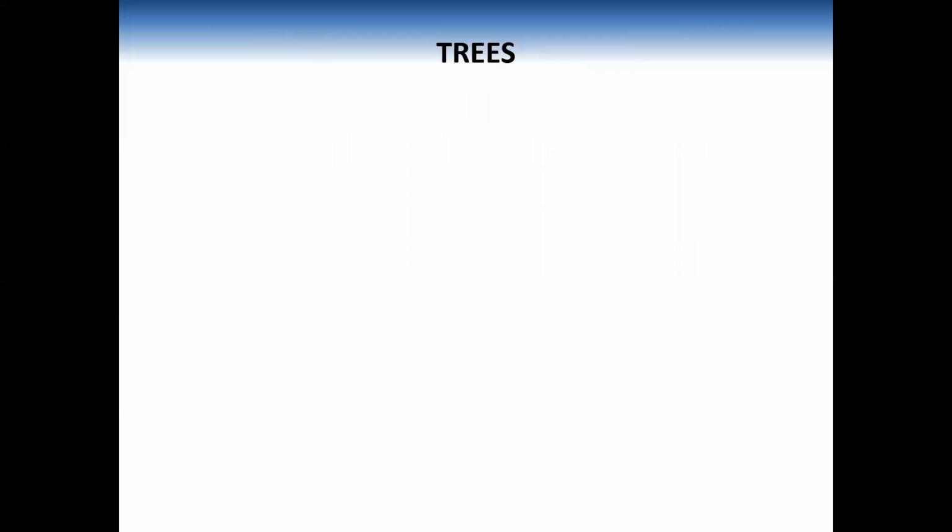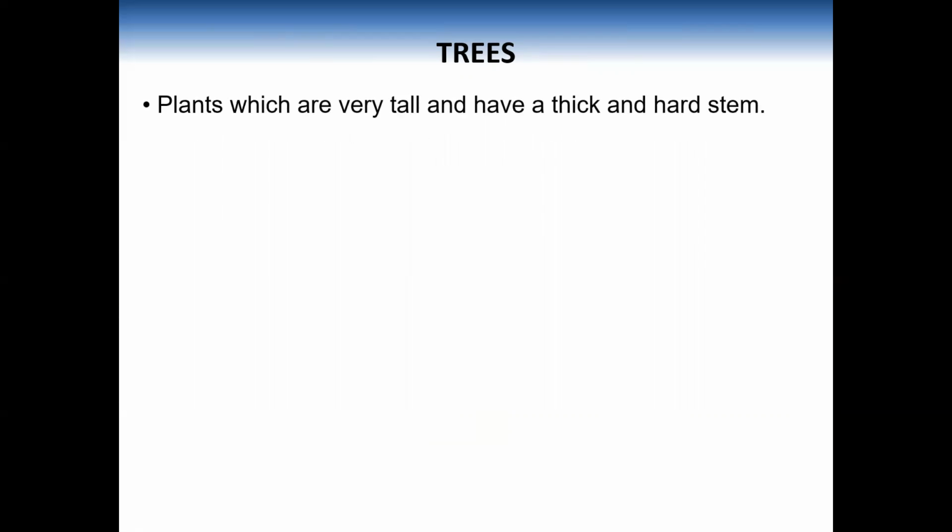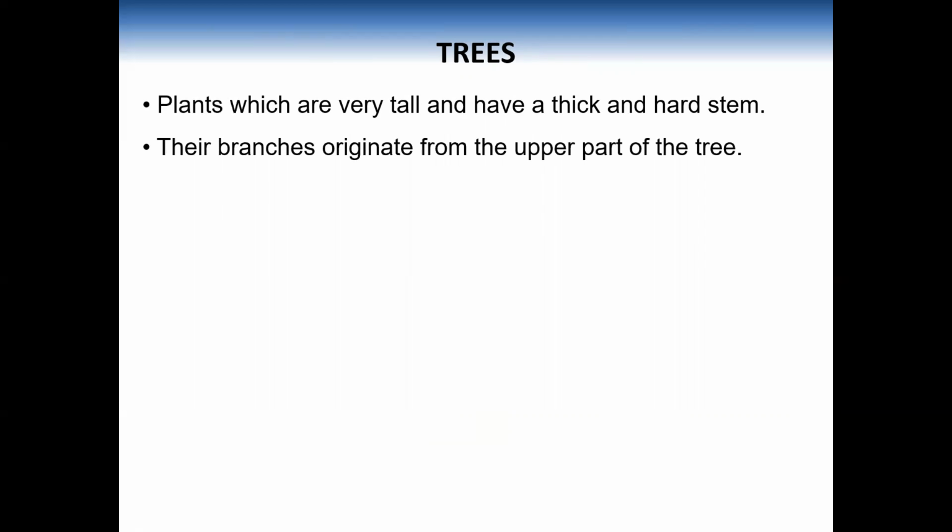Let us discuss trees now. Plants which are very tall and have a thick and hard stem are considered trees. Their branches originate from the upper part of the tree, unlike shrubs. In case of shrubs, the branches originate from the base of the stem.